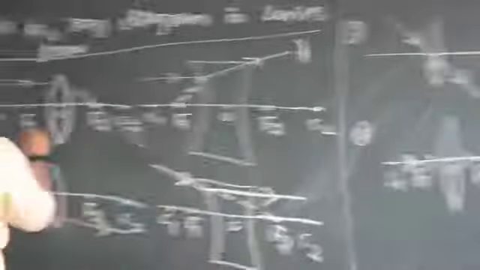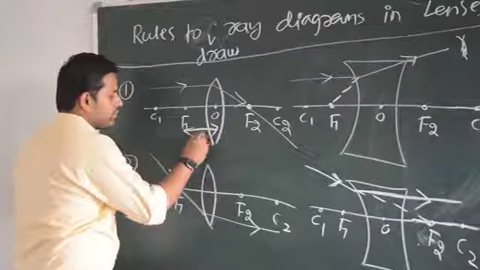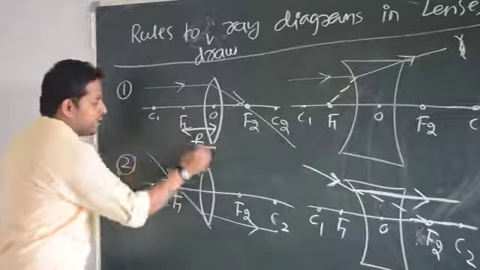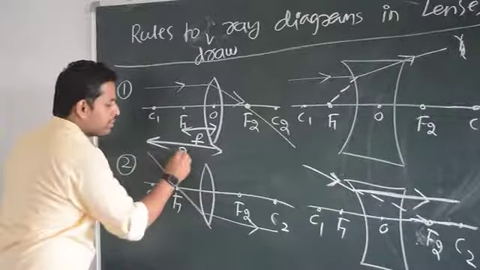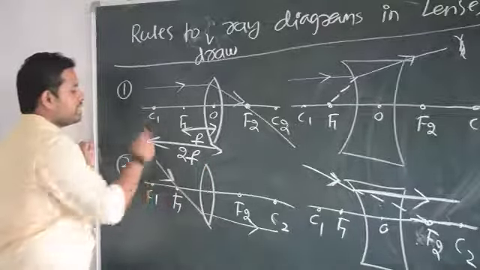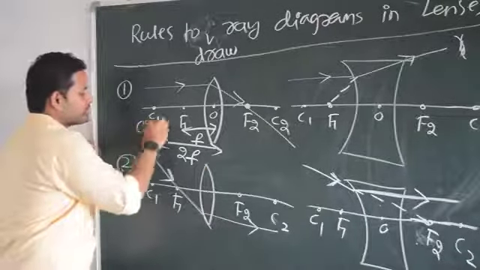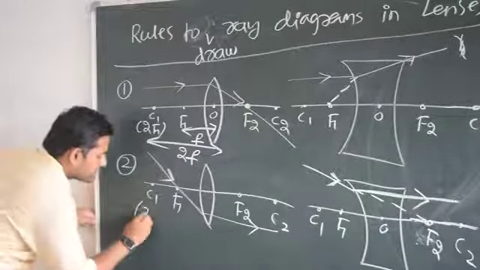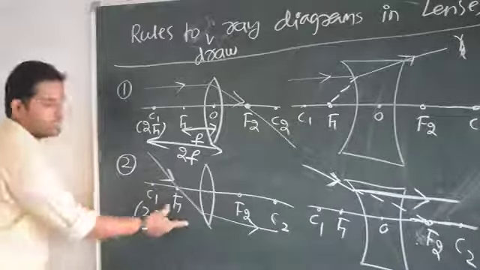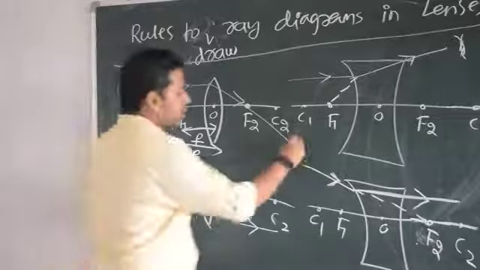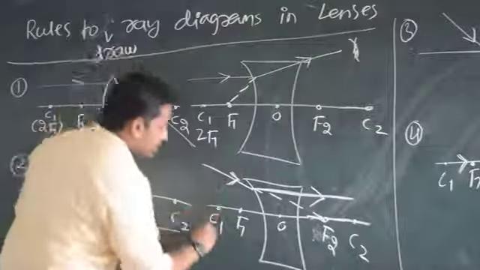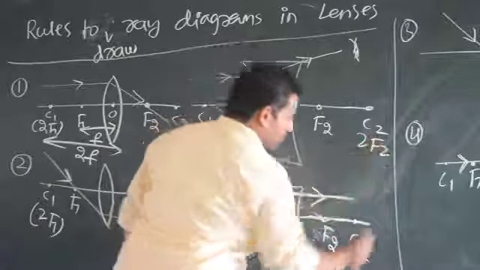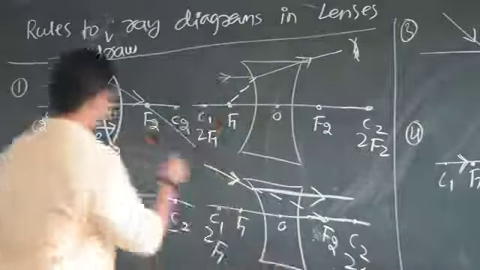Whatever focal length I have here, this focal length F is F1. Then this C1 is 2F. This distance is double the focal length. So that's why this C1 point is also known as 2F1. In NCERT, instead of C1, they have used 2F1 because it is double the focal length. Here also, instead of C1, you can use 2F1. And instead of C2, you can use 2F2.